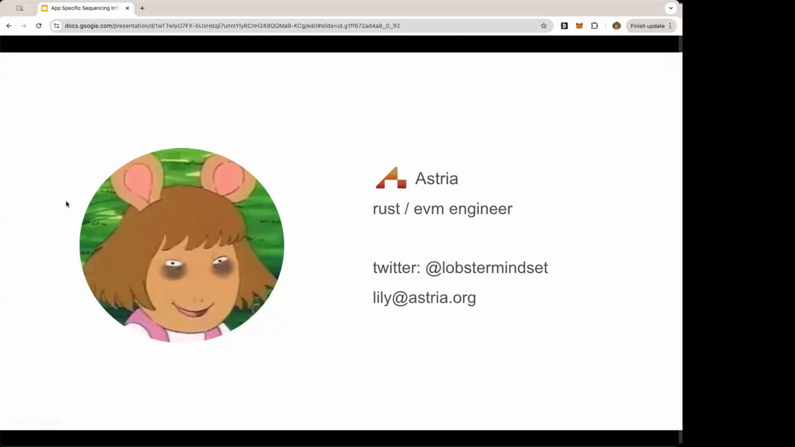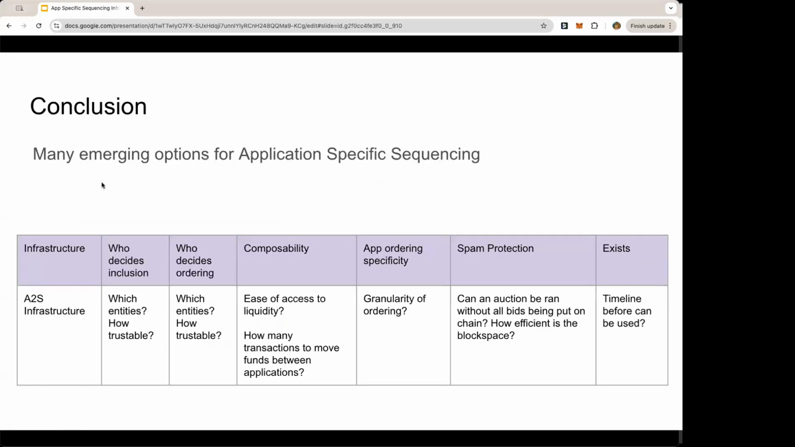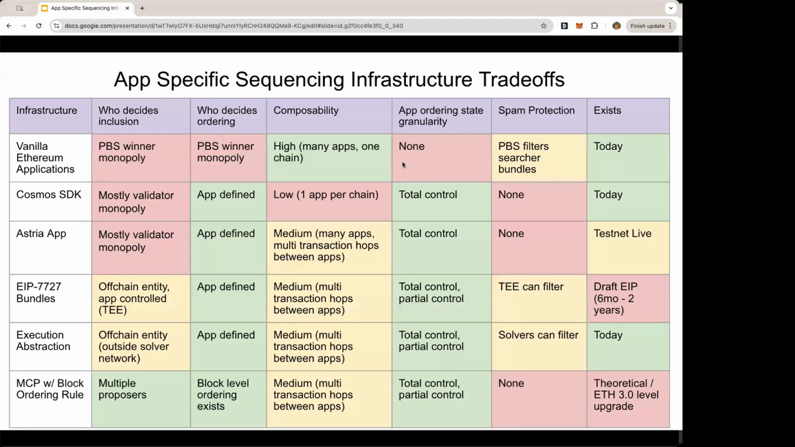Yes, I have a question. Thanks for a great talk. I was curious about the notion of composability. The only architecture that you mentioned as high composability is Ethereum. To me, high composability means one transaction, throughout its execution, can interact with multiple dApps, and none of the other architectures offer this. Do you think there's an inherent conflict between composability and specific sequencing?